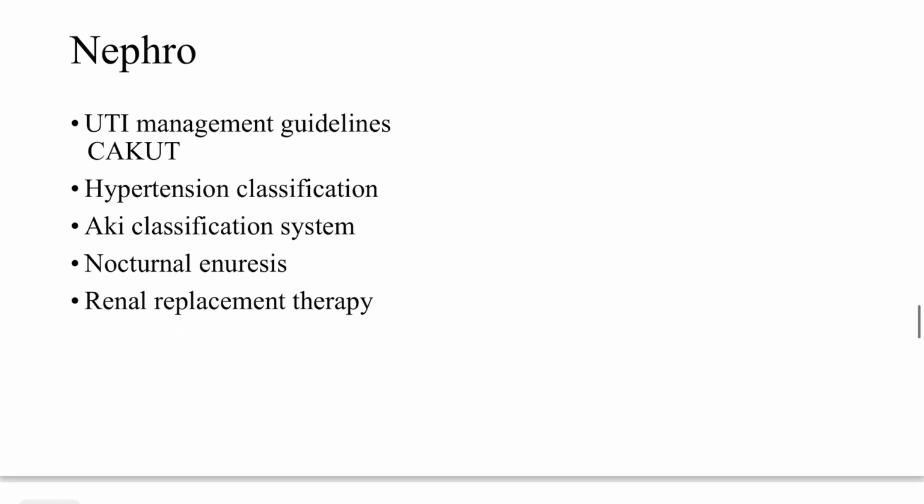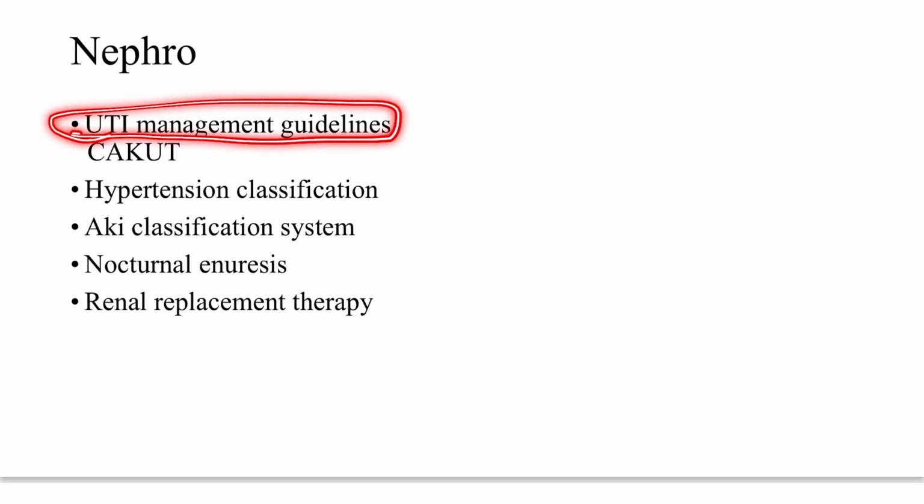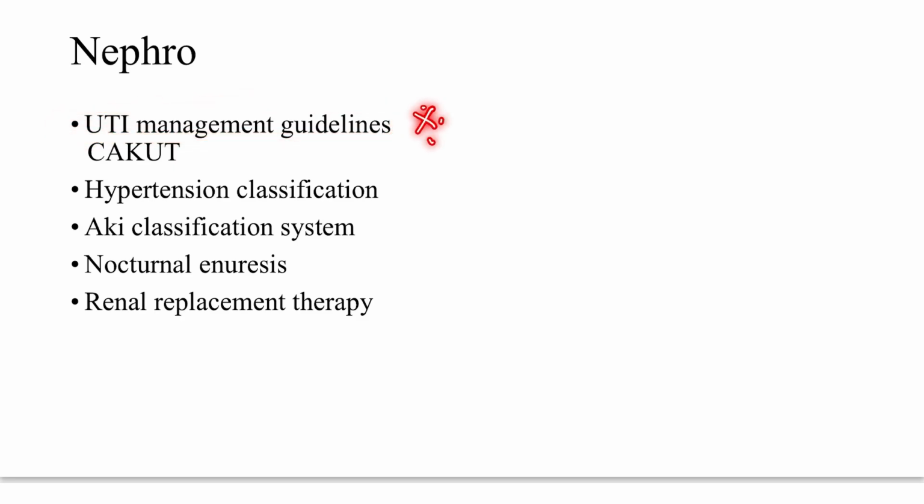Okay. Nephrology, UTI management guidelines, there was a new guideline recently. I forgot by which authority, but UTI management you should know. Okay. Cast nephropathy, congenital anomalies of kidney and urinary tract. Hypertension classification you should know. AKI, different classification systems are there, no? pRIFLE, your KDIGO, all of that you go through once.